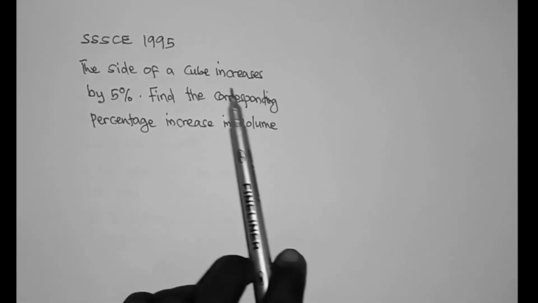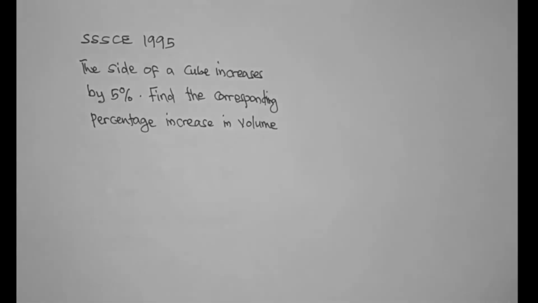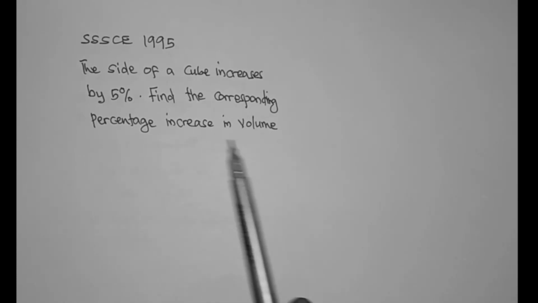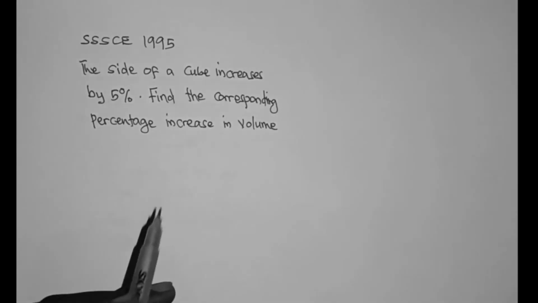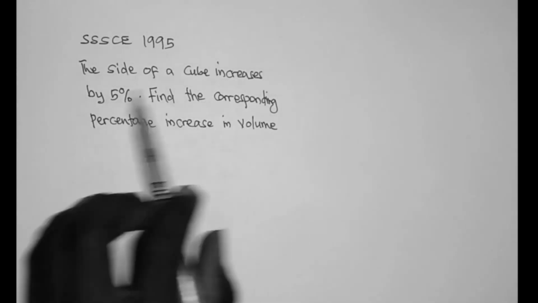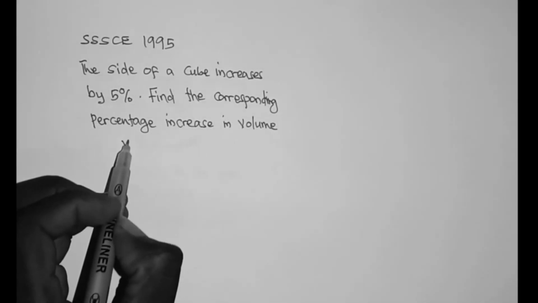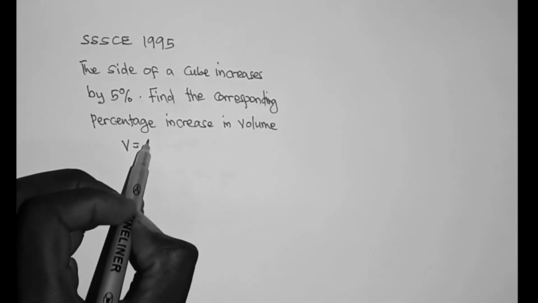The side of a cube increases by 5%. Find the corresponding percentage increase in volume. So first, what is the formula for the volume of a cube? V is equal to the side cubed, L cubed.